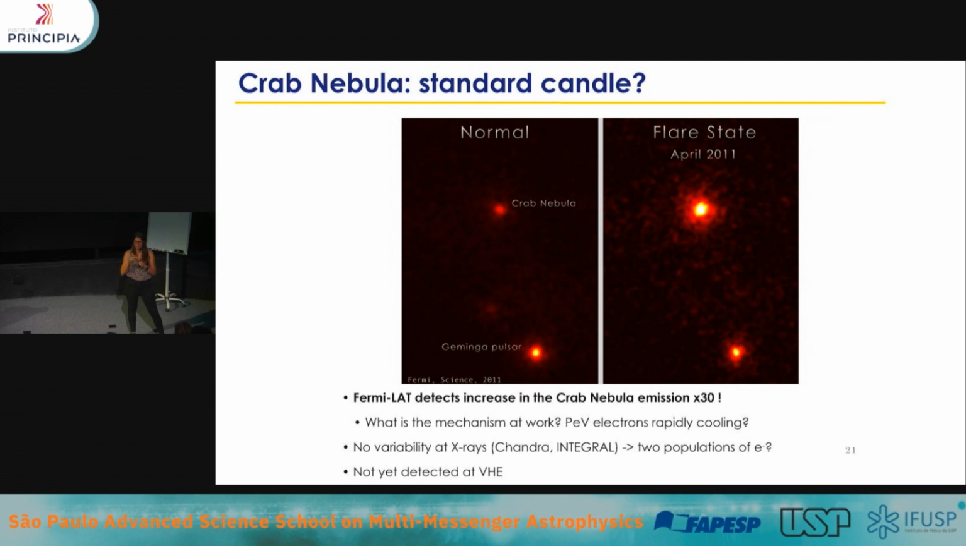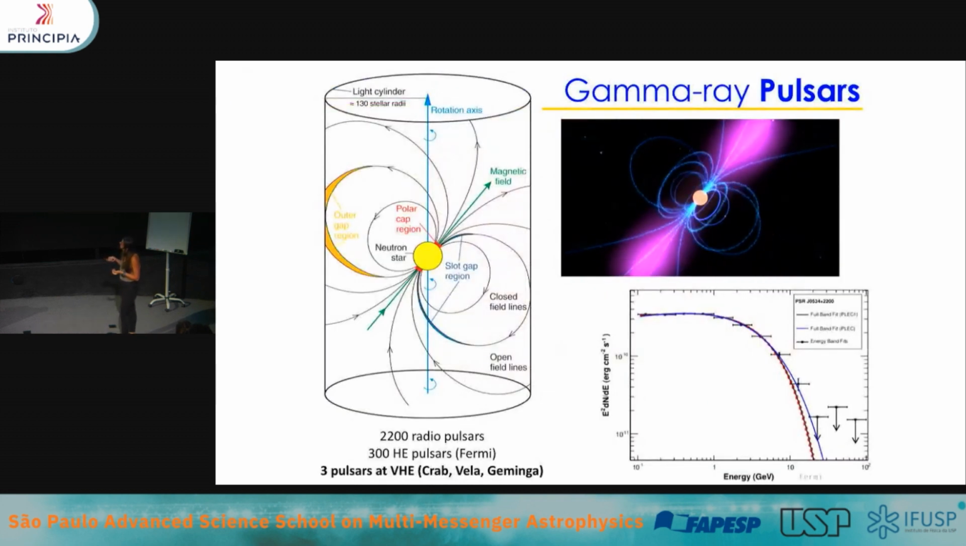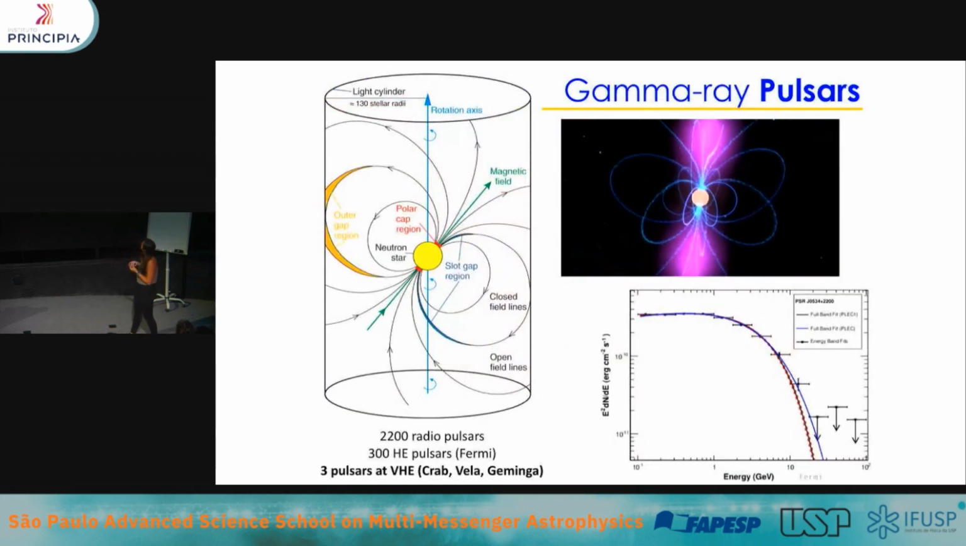If you remember yesterday, I showed you a plot where you could see that synchrotron normally shapes the spectrum at lower energies and inverse Compton normally at higher energies. So we are really trying to get one of these flaring episodes of Crab at very high energies, because indeed we have never seen a flaring pulsar wind nebula. So this is something we are trying to do.